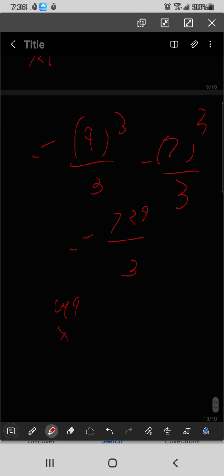And then 7 times 7 is 49. 49 times 7. So 7 times 9 is going to be 63. And then 4 times 7 is going to be 28. So 28 plus 6 is going to be 34.